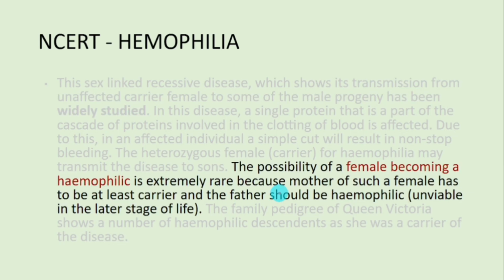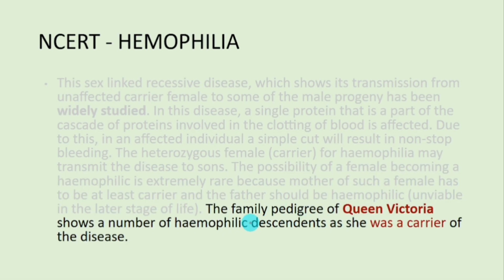Then another possibility is female becoming a hemophilic. This is extremely rare because mother of such female has to be at least carrier and father should be hemophilic. And this is rare because most of the males who are hemophilic are unviable in the later stages of life. So we will understand all these terms. What is the meaning of carrier and hemophilic?